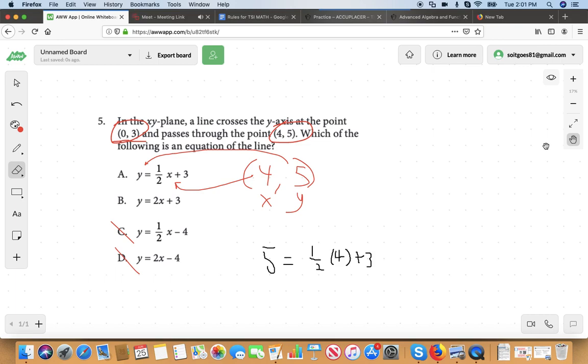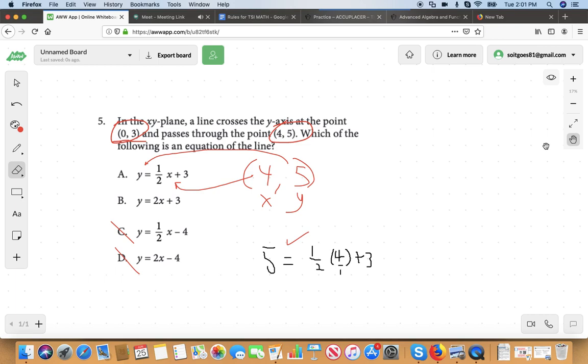All right. Is that a true statement? So it'd be 4 over 2. Is that how you would write that? Yeah, and what's 4 divided by 2? So 2. What's 2 plus 3? 2 plus 3 is 5. So that's true. That's a true statement.